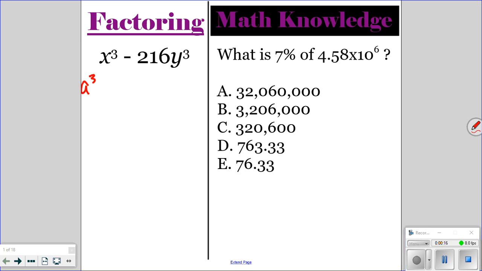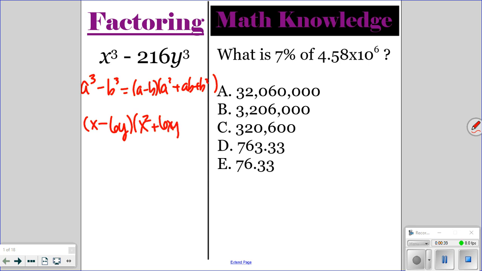So a cubed minus b cubed is (a minus b)(a squared plus ab plus b squared). So we'll have (x minus 6y), since the cube root of 216 is 6, times (x squared plus 6xy plus 36y squared). And so that would be your answer.